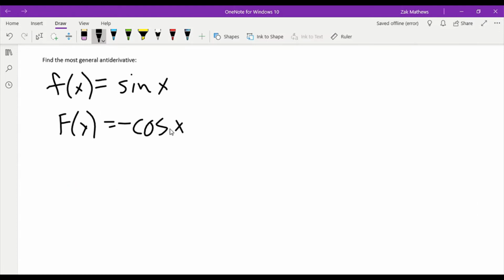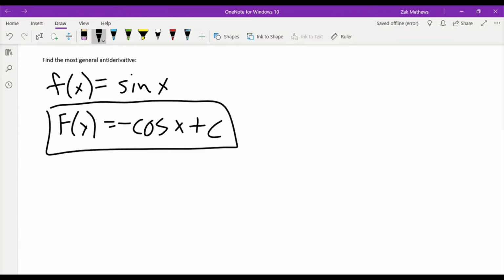So now if I take the derivative of this negative cosine, the derivative of cosine is negative sine, and the negative times negative sine turns into a positive. But we're not done yet because we want the most general antiderivative. So this is where we have to remember to include our plus c. Once we have that plus c on there, now we have the correct answer.